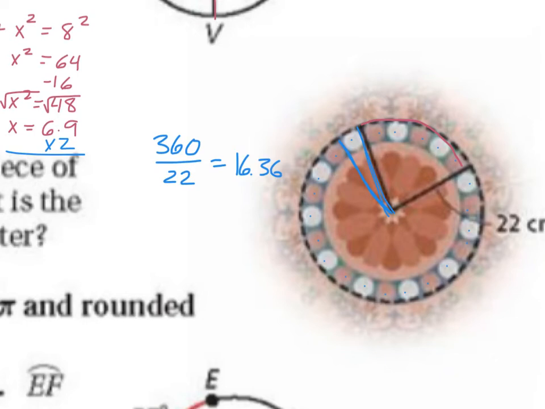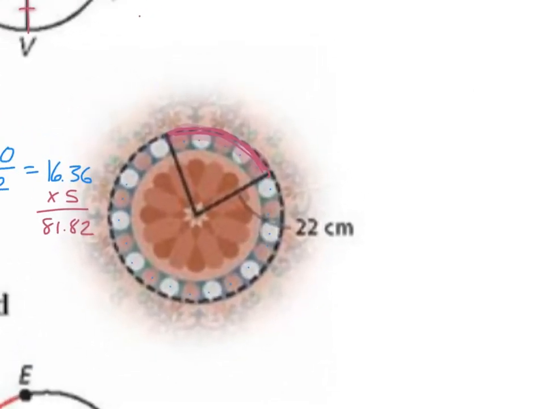Now looking at our picture here, the angle that we're talking about, oops, let's erase this one. So looking at this arc, we have 5 dots. So I'm going to multiply this times 5 to find out what our measure of our arc is in this area that we're talking about. So I'm going to multiply 16.36 times 5, and that gives us 81.818, so I'm going to round it to 81.82. And now I can plug that into our formula.